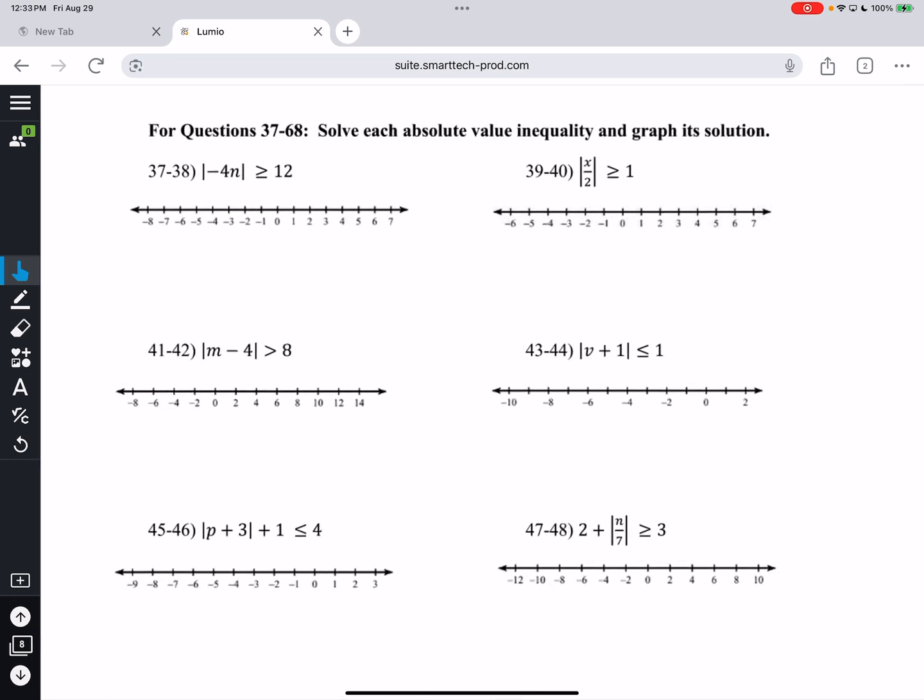We're going to solve each and graph. Now they're inequalities. Yeah, it's so fun. So you still need to isolate your absolute value bars. But instead of making it equal a number and equaling the opposite of that number, do you remember what to do to make the second equation?